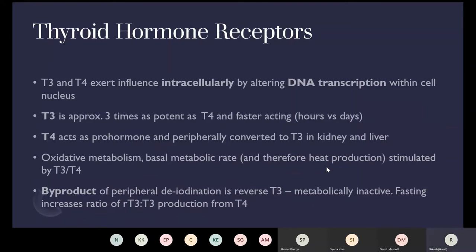It has its effects on oxidative metabolism and your basal metabolic rate, and therefore your heat production, and that's what T3 and T4 do. You also get a byproduct of peripheral deiodination in terms of reverse T3. I think the only clinical thing with that is that fasting increases the ratio of reverse T3 to T3, so you get more reverse T3, which is metabolically inactive.